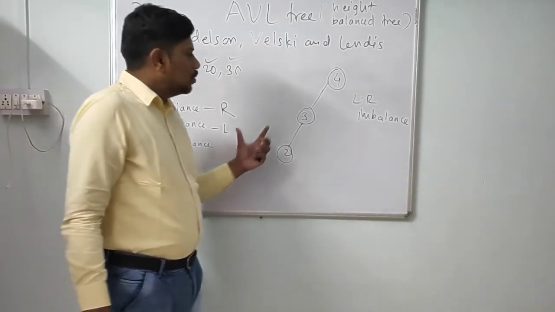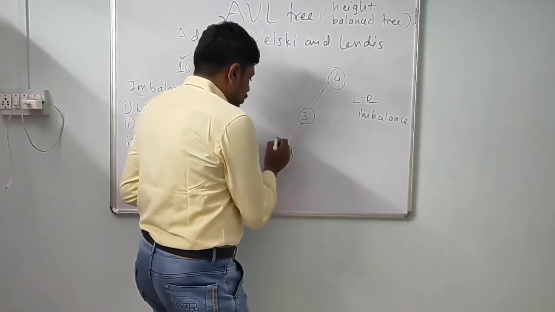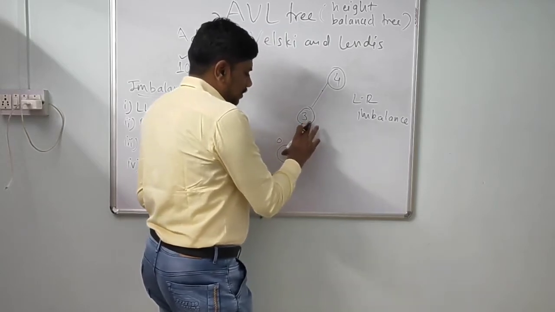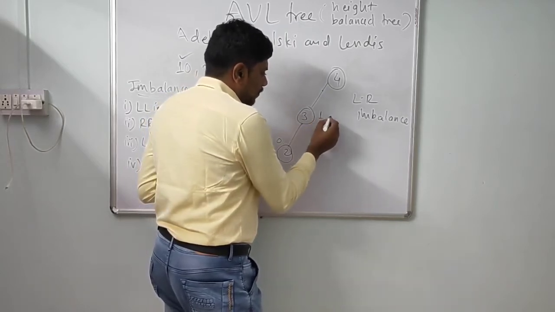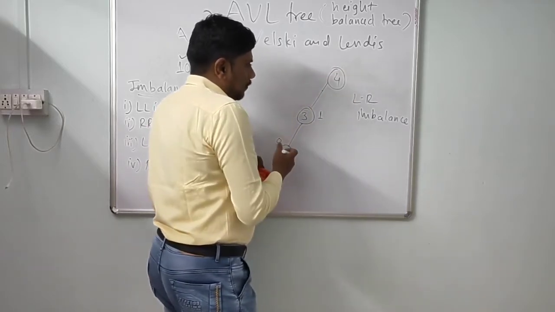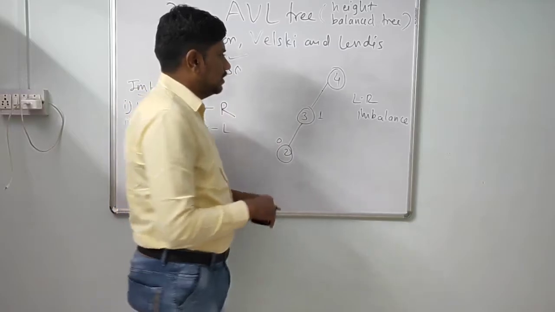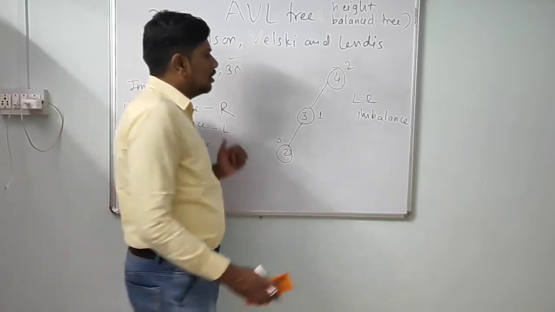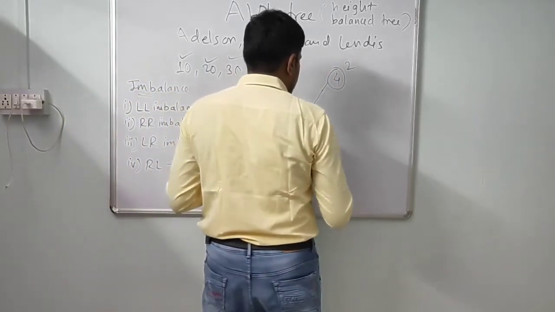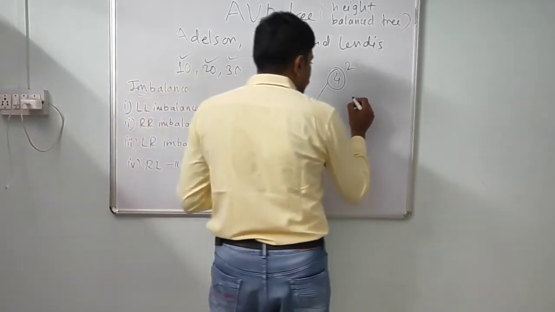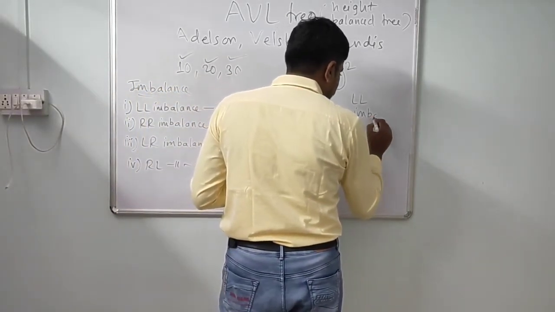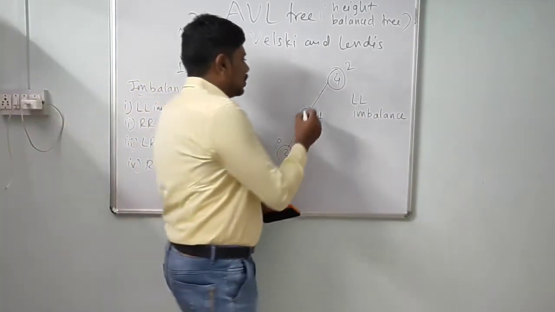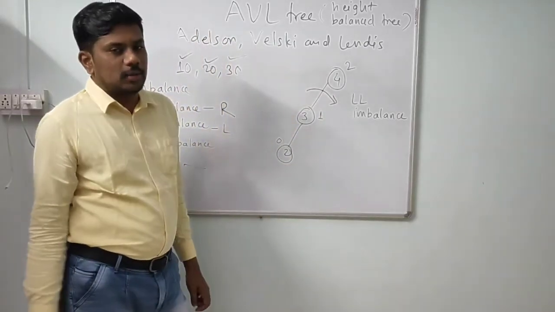Now check the balance factor. It is 0 here. Balance factor of 3 is height of left subtree, 1, minus 0, so 1. And balance factor of 4 is height of left subtree, 2, minus 0, so 2. So which imbalance did you get now? You got LL imbalance. So again you need to do right rotation.